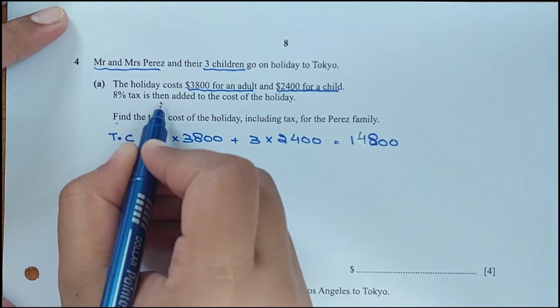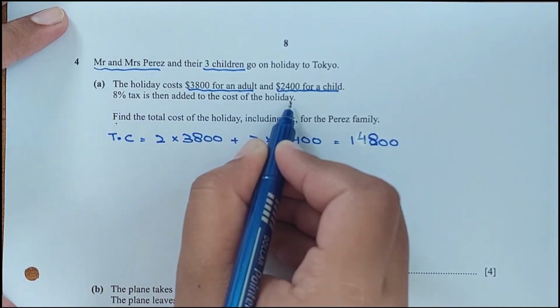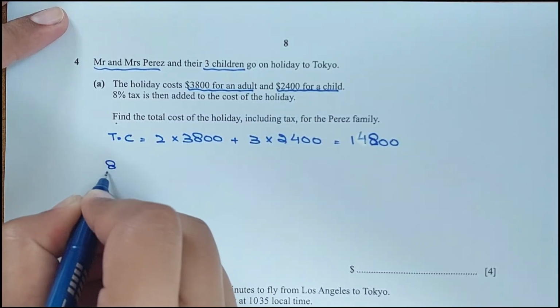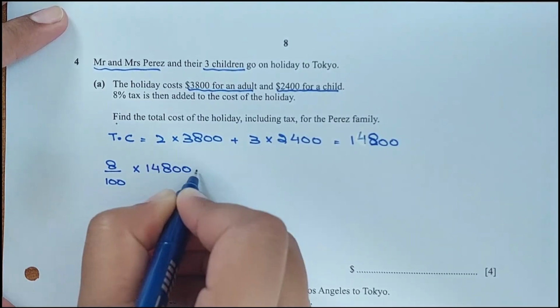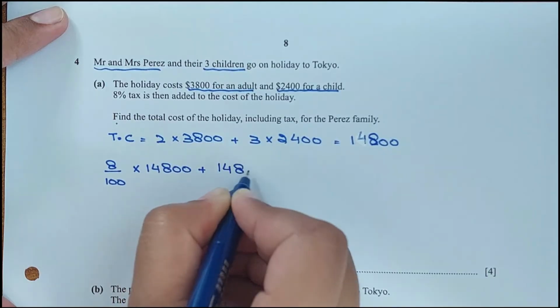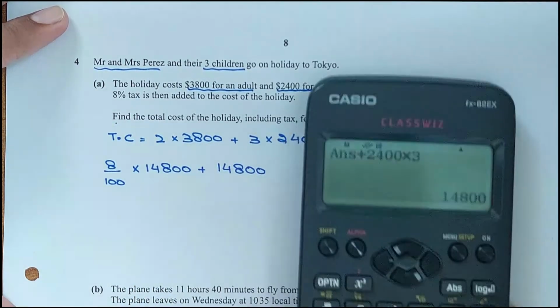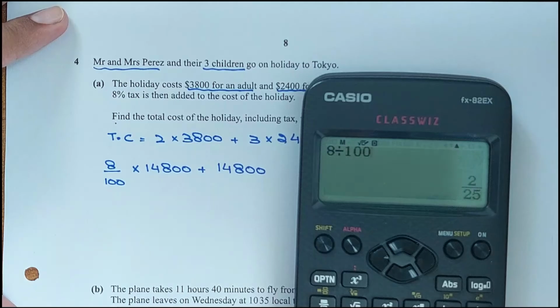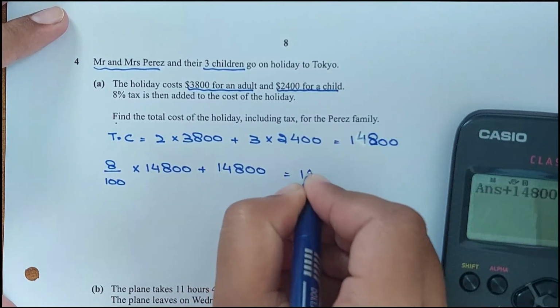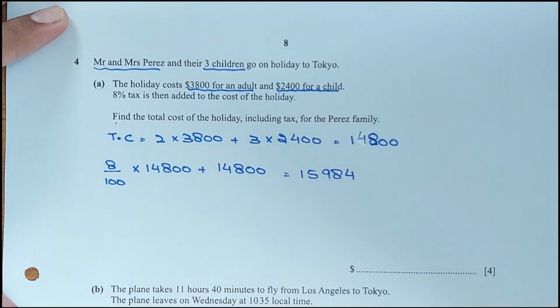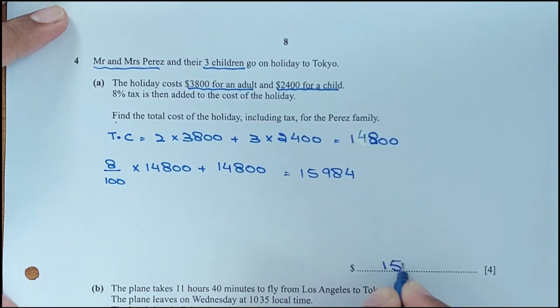Okay, so 8% of tax is then added to the cost of the holiday. So what is 8% of 14,800? And this is going to add to 14,800. This is the total cost, right? So 8 divided by 100 is 0.08 of 14,800, and add 14,800, which is 15,984. So in dollars, the total cost is 15,984 including the tax, right?